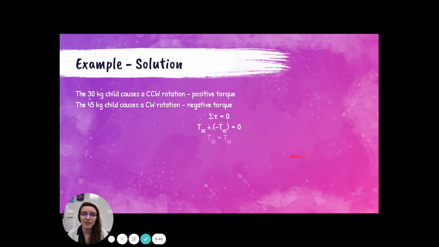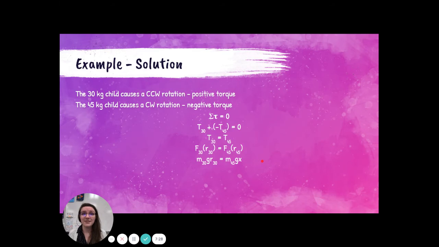If I rearrange this equation, I get that the torque caused by the 30-kilogram child is equal to the torque caused by the 45-kilogram child. Here I'm using 30 and 45 as subscripts just so I can keep track of which side of the equation is which child. So I have the force caused by the 30-kilogram child times the distance of the 30-kilogram child from the fulcrum is equal to the force of the 45-kilogram child times the distance of the 45-kilogram child from the fulcrum. So remember, torque is force times distance.